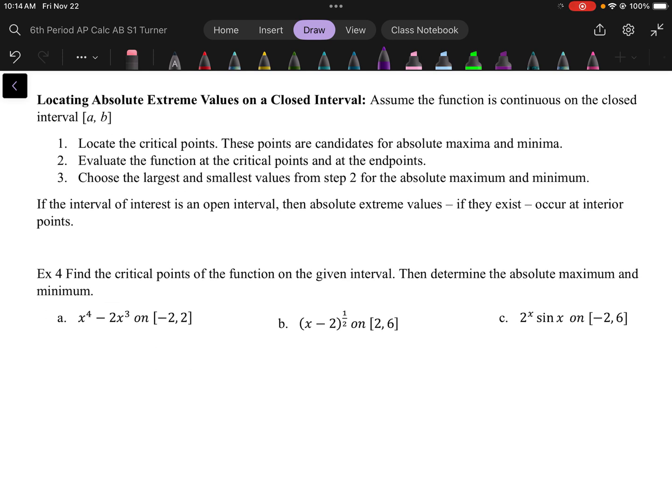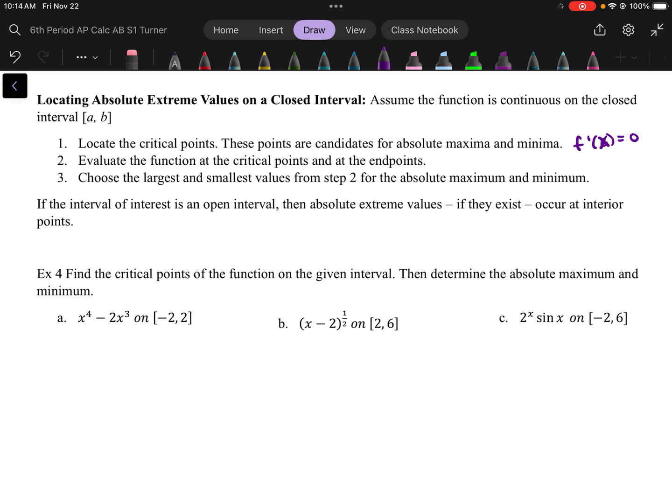And then the last concept that we have to talk about is how to determine from those critical points which ones are those absolute extreme values on that interval. So as we work through these, the first thing you're going to do is locate those critical points. When we locate those critical points, that's when you're taking the derivative of your function and setting it equal to 0. So I take the derivative of my function, set it equal to 0 to find those critical points. Once you find those critical points, you're going to plug your critical points into your original equation to find that value.